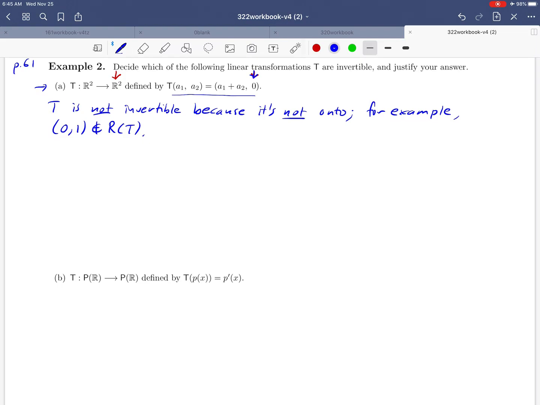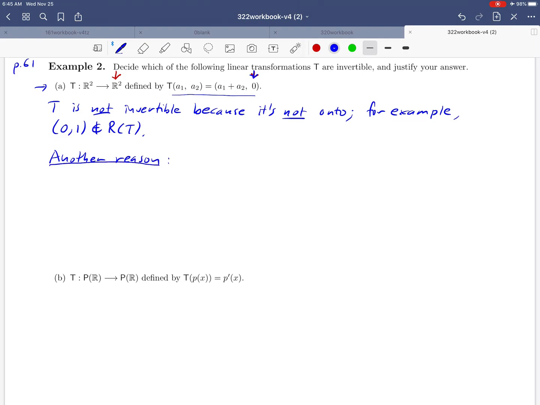Okay, now that's not the only reason that this is not invertible. That certainly suffices. We have answered the question completely, but I'd like to give you another reason, just so that you can see that with a lot of these problems, there's not just one way to explain it.